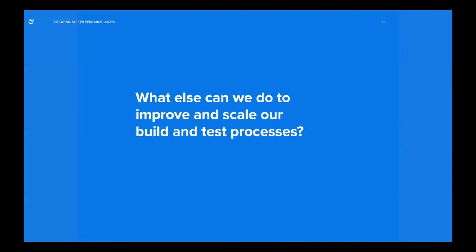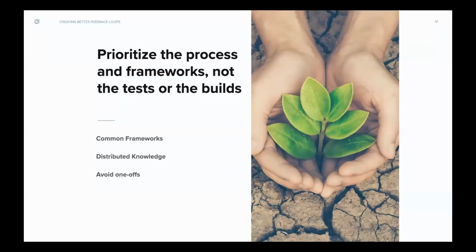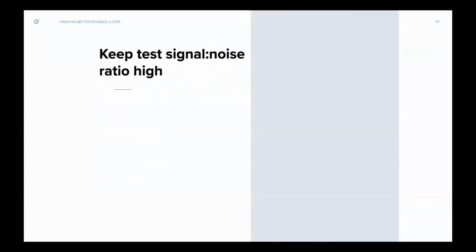So what else can one do to improve and scale build and test processes? Well, prioritizing your process and frameworks, not necessarily just to test or build, is important. You want to have common frameworks, common tooling, and avoid one-off approaches. Also, keeping your test signal to noise ratio high is very important here.